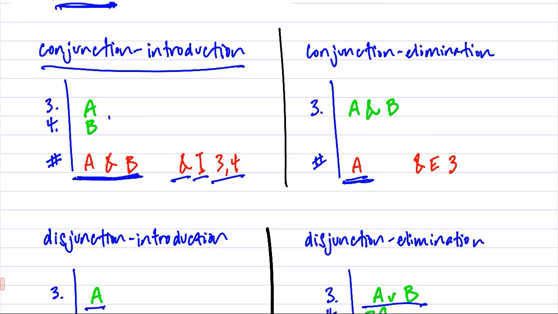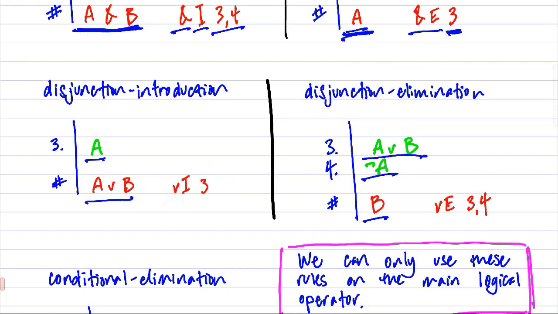Okay, again, if we have A and B on a line, and then we put A on a new line, we're using the conjunction elimination rule, and so we cite that as ampersand E and the line where the conjunction was, in this case 3. Okay, for disjunction introduction, when we use this rule, we're going to cite it as wedge I, and then put the number for the line where, in this case, the A was.